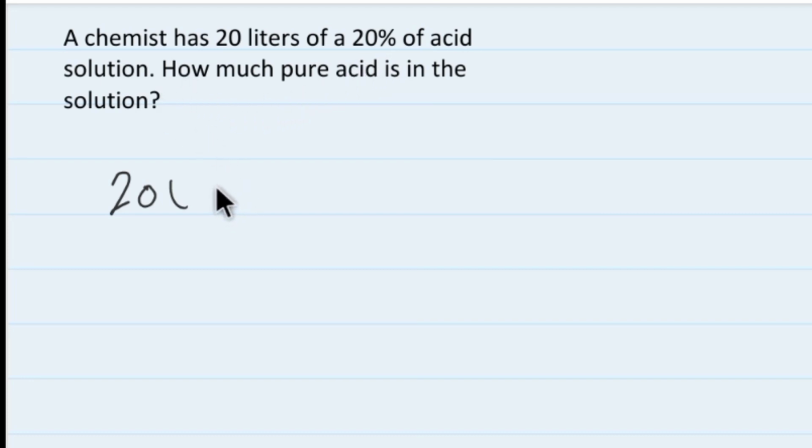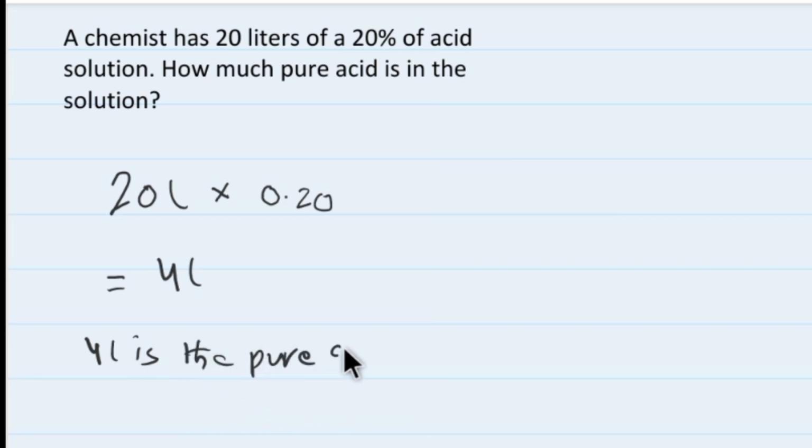So to get the amount of pure acid, we will multiply by 20%. We can write 20% in decimal form as 0.20. So when we multiply 20 by 0.20, we will get 4 liters. So the pure amount of acid in the solution is 4 liters. So 4 liters is the pure acid in the solution.